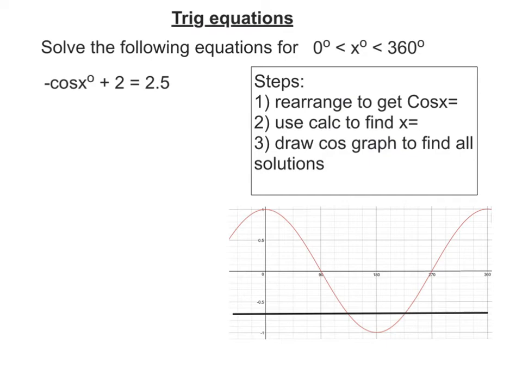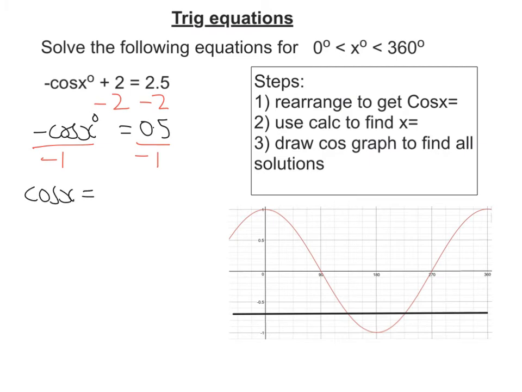Okay, let's look at this second question. So let's rearrange to get cos x equals. I'm going to take away 2 from both sides. So it's going to leave me with minus cos x is equal to 0.5. Now we need to get rid of that minus, so I'm going to divide everything by minus 1. So we're just going to be left with cos x is equal to minus 0.5.